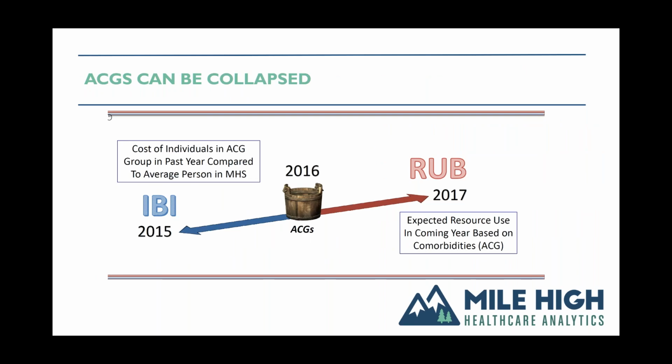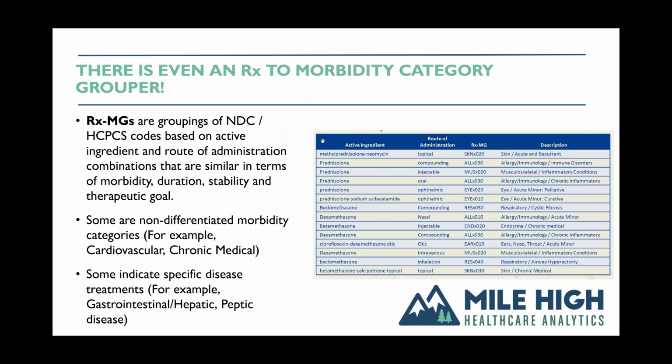Because there are 93 ACGs, there's a need at times to collapse them into smaller numbers of groups, something called RUBs, which are resource utilization bands. There are 5 of them. And what this slide is showing you is that ACGs can be used, or less granular aggregates can be used, to characterize morbidity in the past or in the future. And again, this system works both prospectively, which is in the future, and retrospectively, which is in the past. But there's more to the system.